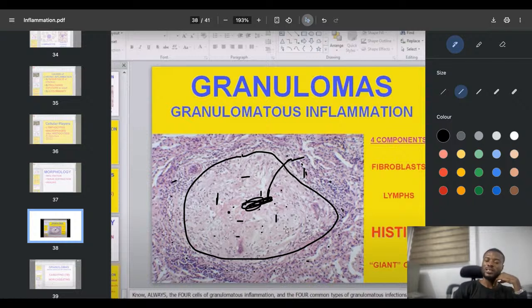So you see that there is going to be chronic infection happening here, chronic inflammation happening here, and then there is this wall guarding the other normal tissues beyond or outside that wall. That is a granulomatous inflammation.